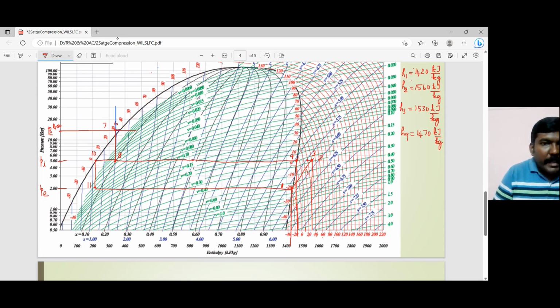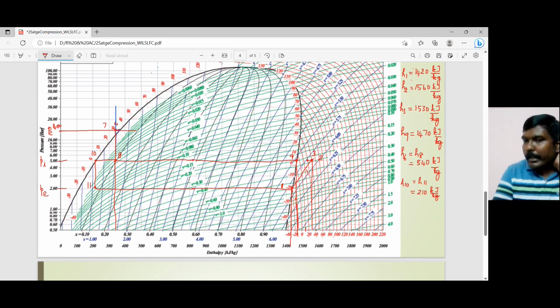Once I fix my H9, now I can fix H6 and H8. H6 and H8 are closer to the 300 value. So let's say 340. H6 and H8 are 340 kilojoules per kilogram. And then H10 and H11 are very close to 200, 210. H10 and H11 are 210 kilojoule per kilogram.